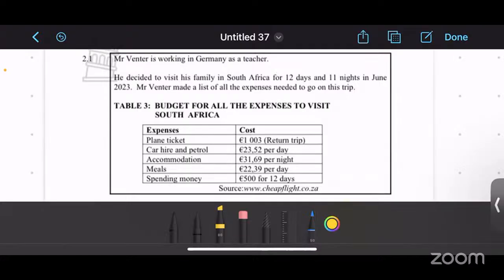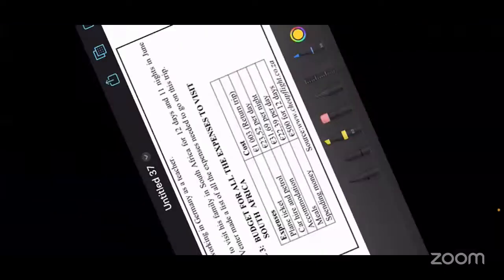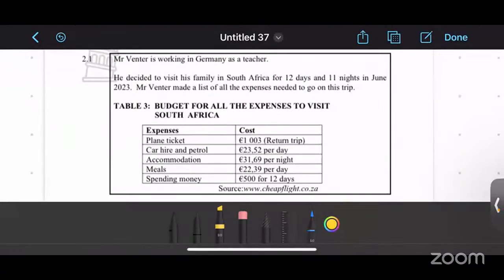Ma'am, I took the cost of the plane ticket and added it to the car hire and petrol amount. That amount I multiplied by the days, then the accommodation per night, the meals per day, and the spending money.